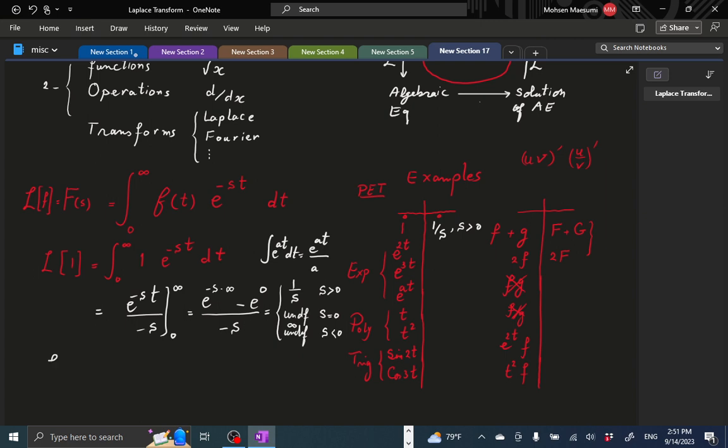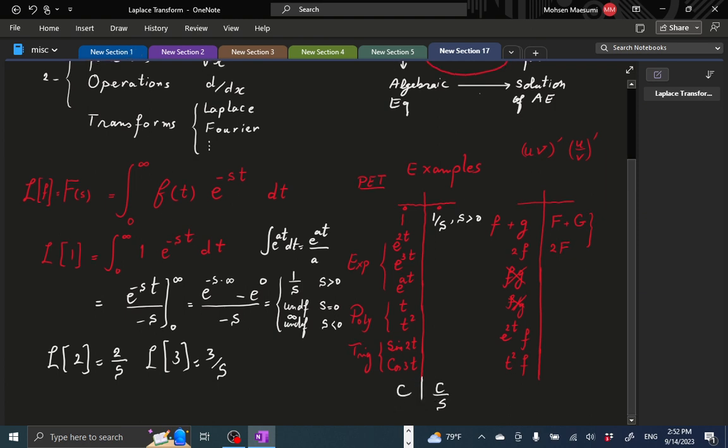Well, once we do that, what's the Laplace transform of 2? Well, it just doubles everything that we have. It's going to double from beginning to end, and of course we are going to have 2 over s. And in the same fashion, the Laplace transform of 3 is going to be 3 over s, and so on. So if you wish, instead of 1, you can write c for a constant, and then the Laplace transform is c over s. But that's a little bit of unnecessary clutter. You can just keep it simple.